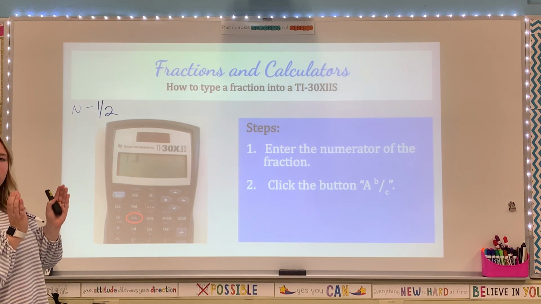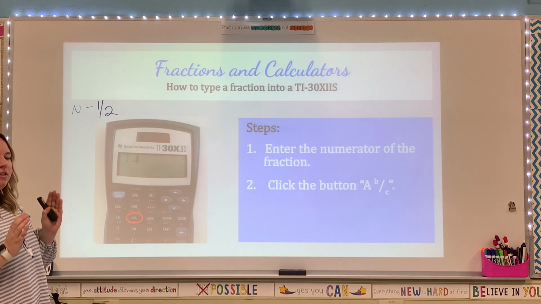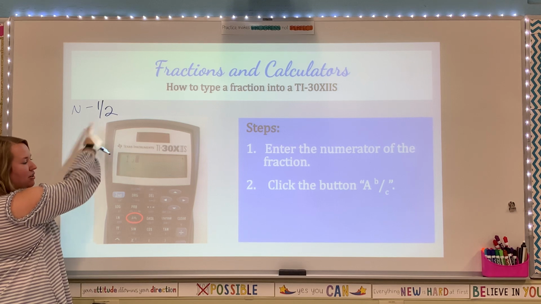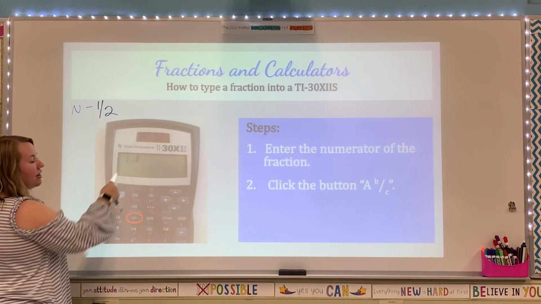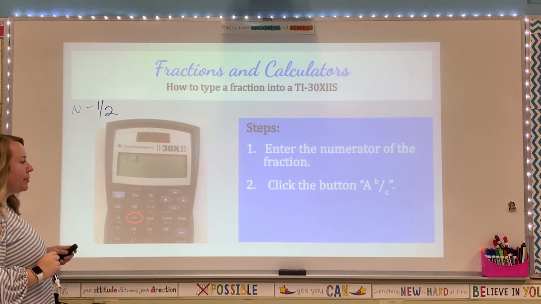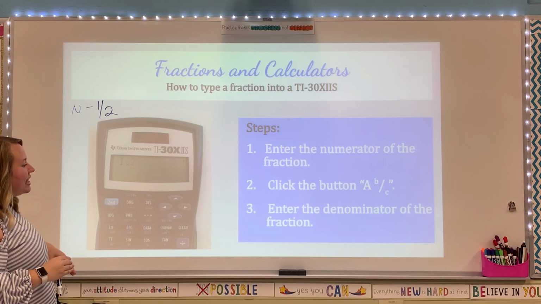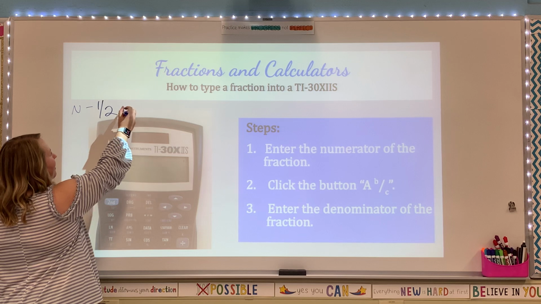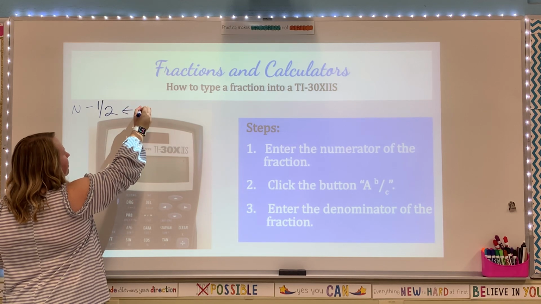We need to keep those two numbers that we're working with grouped together. So think about it as our slash and our fraction sign. On the calculator, it's going to look like a right angle. Then the last step is to enter the denominator. So if 1 is our numerator, then that means 2 is our denominator.